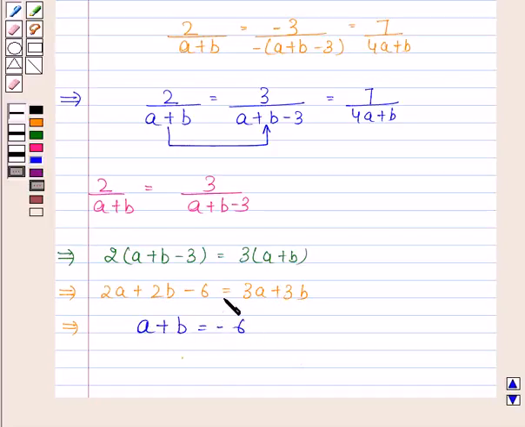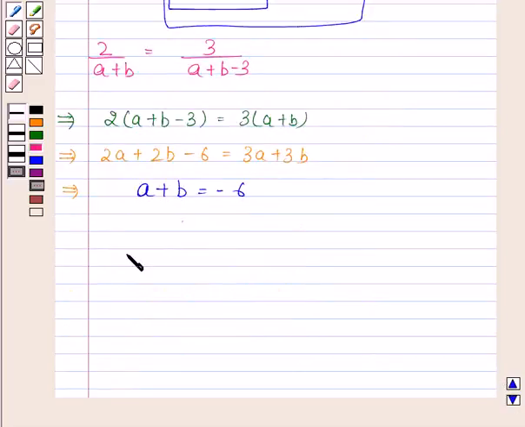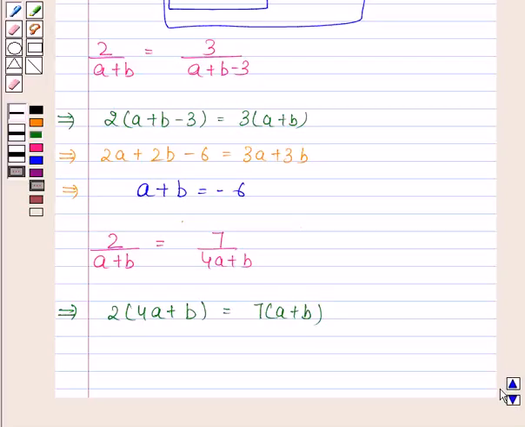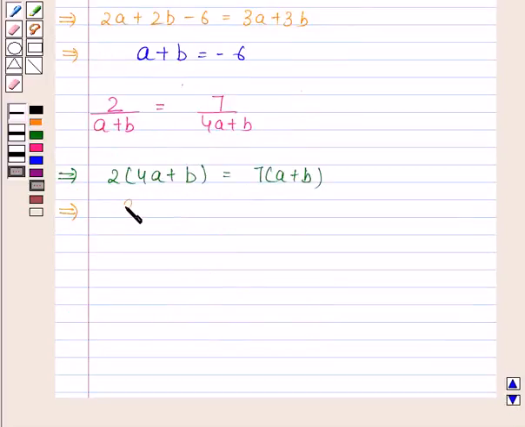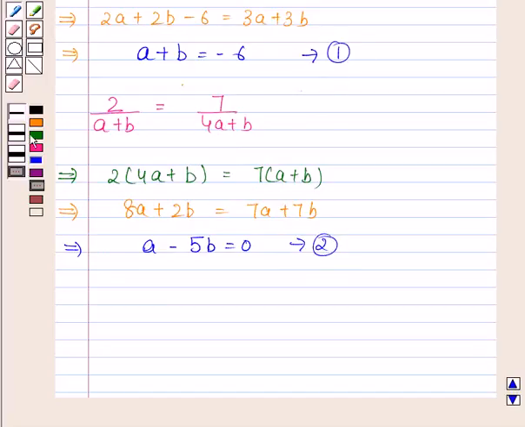Now we will consider these two equations. So now we have 2 by a plus b equals 7 by 4a plus b. This implies 2 times 4a plus b is equal to 7 times a plus b. This implies 8a plus 2b is equal to 7a plus 7b. And this implies a minus 5b is equal to 0. Now let us name this as equation number 1 and this as 2. Now we will solve 1 and 2.